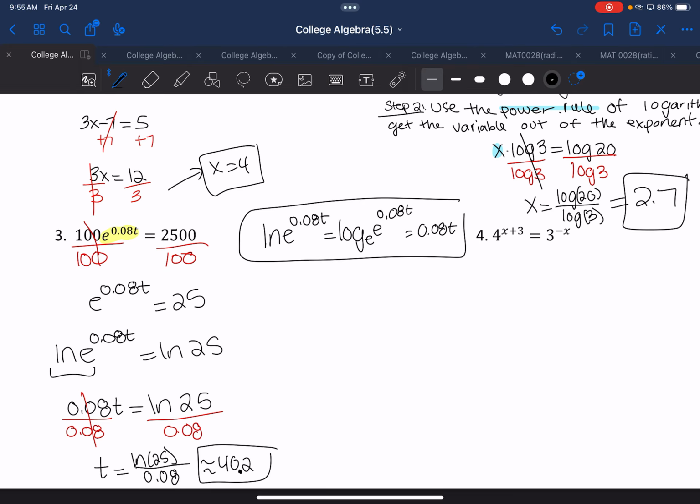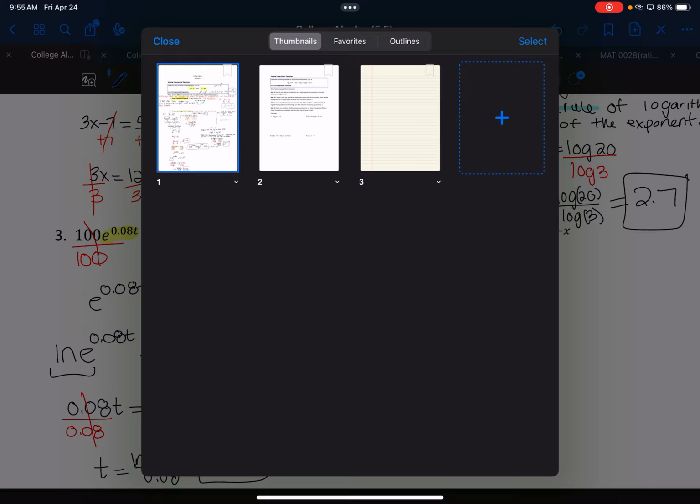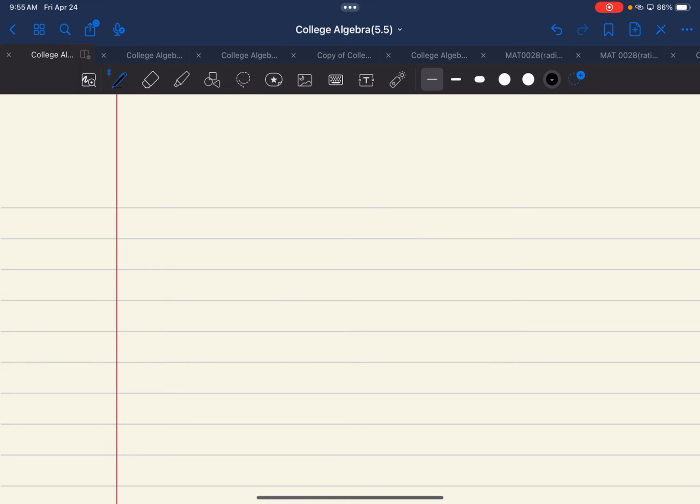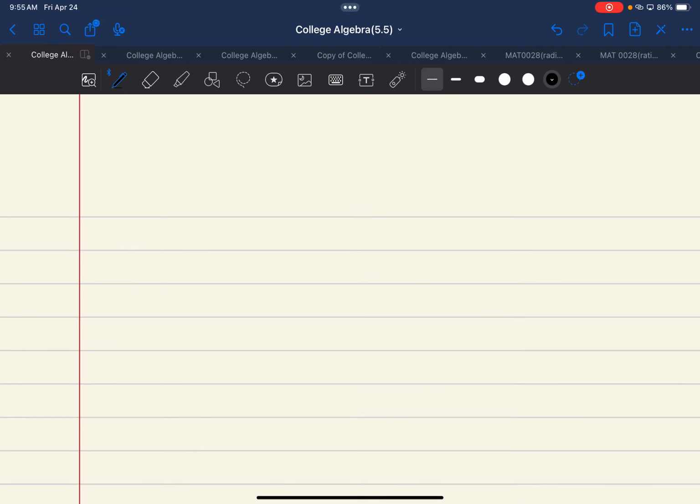All right. Number 4 is pretty long. So I'm going to write it on a separate piece of paper because it takes a lot of steps to solve number 4. What is it? 4 to the x plus 3 equals 3 to the negative x? Yes. Okay.